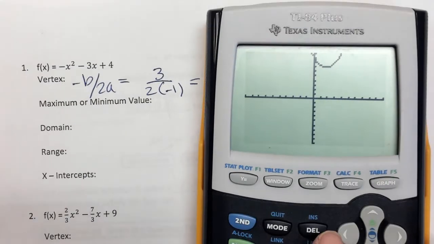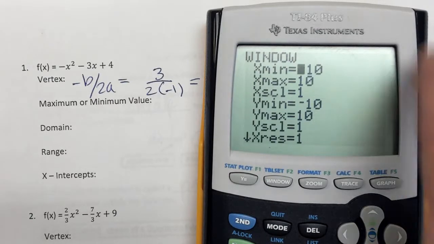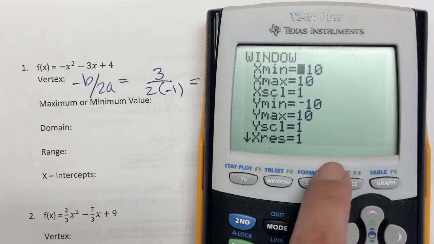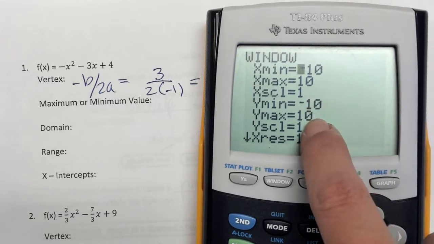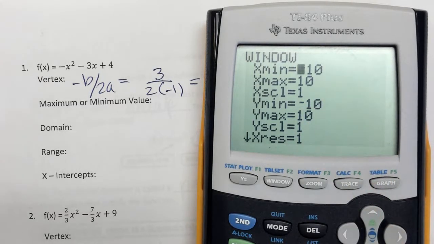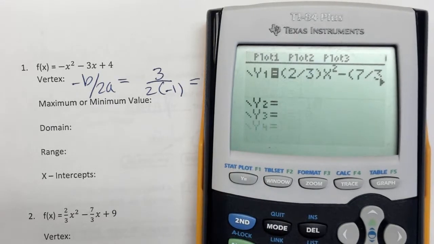First thing I want you to do is go to Window. That's this button right here. Press Window. I want all of your numbers to be this. If they are not this, go ahead and change them. So a negative 10, 10, 1, negative 10, 10, 1, 1. Make sure all your numbers say that. Everybody's good? Alright, now hit y equals. That's this button right here. And if there's an equation, clear it out.